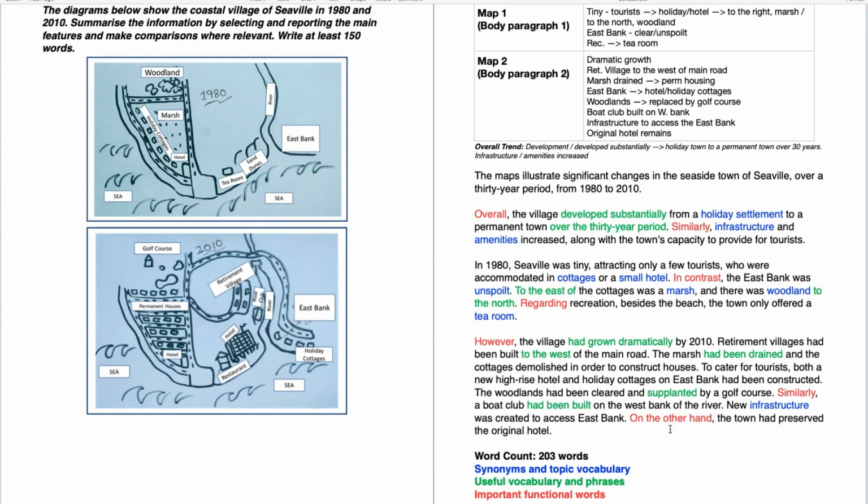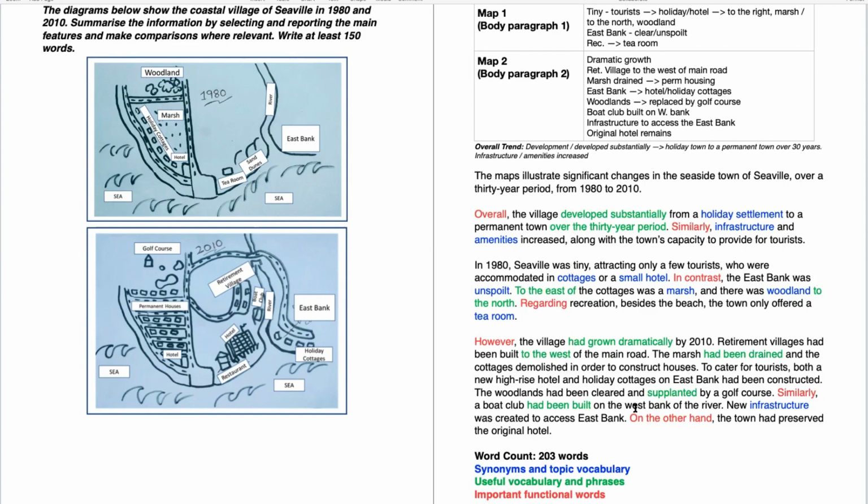Now I've saved the best for last, the green, our useful vocabulary and phrases. Notice how basically everything is in the passive voice. So we see the village developed substantially. Here it is the past tense because we're looking at a 30-year period in the past. So keep that in mind. In our body paragraph 1, we have our direction to the east of and also to the north.